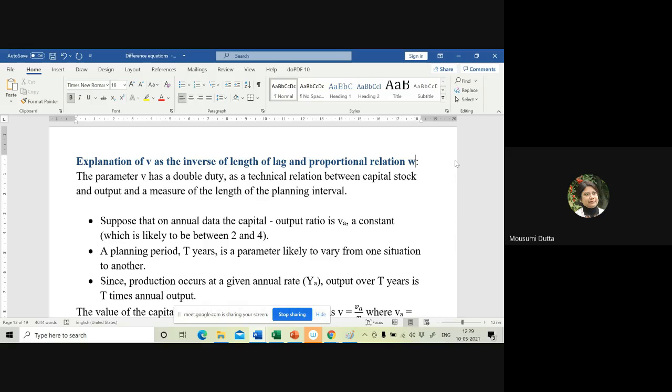Explanation of V as the inverse of length of the line and proportional relation.